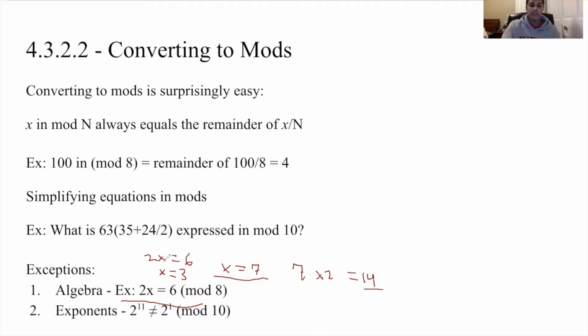And then the other one has to do with what we just talked about, where we simplify everything in the equation immediately. You can't do this for exponents.